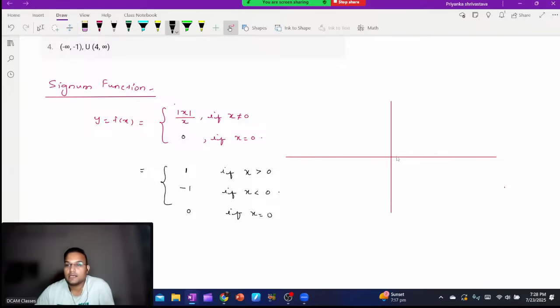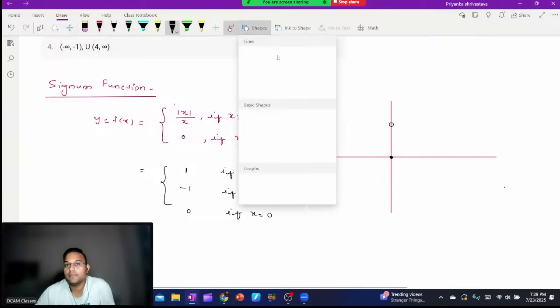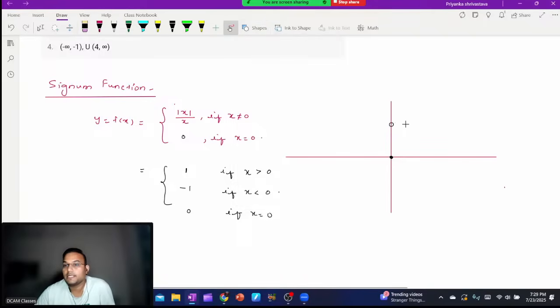Now see, at 0 we have the value 0, so I'll put a point here. But for x greater than 0, the graph will be like this. This is a hole, meaning we are not considering the value here, because it is taken for values which are greater than 0. That's why I'm putting a blank hole like this. Nothing is inside. At x equal to 0, that value I'm not taking in this graph.